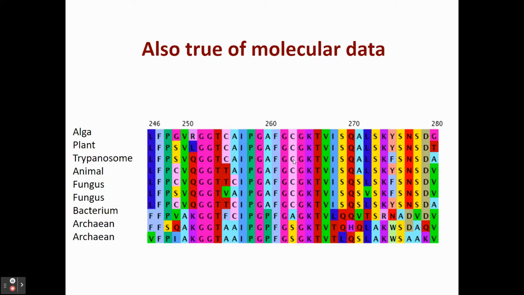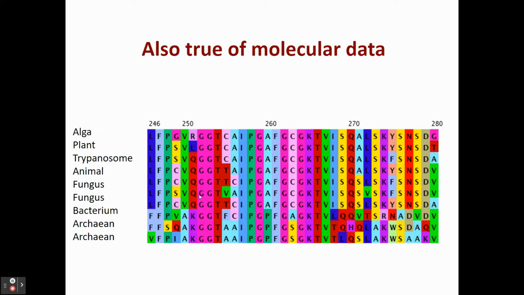We see that also with molecular data. We're looking here at cytochrome C. This is the amino acid sequence in cytochrome C, and we're only looking at a portion of it. I can't fit the whole thing on there. So we're looking at algae, plants, trypanosomes, which are a type of protist, animals, different types of fungi, bacteria, and archaea, which are also prokaryotes.